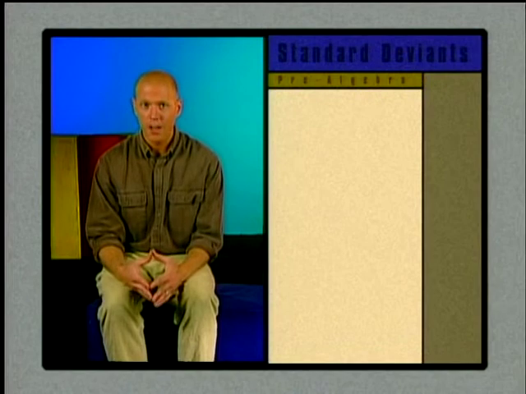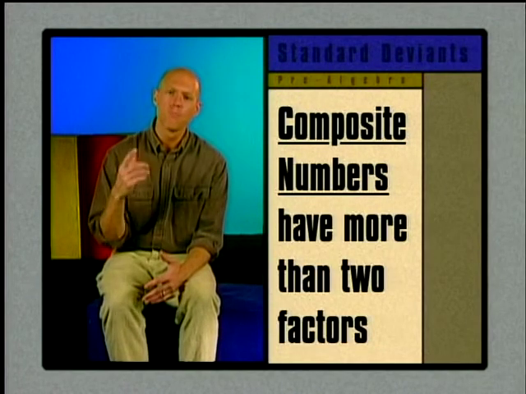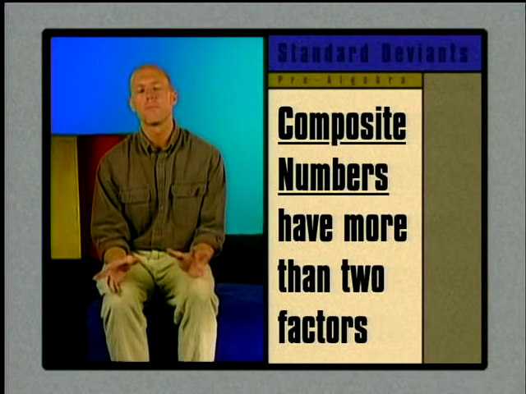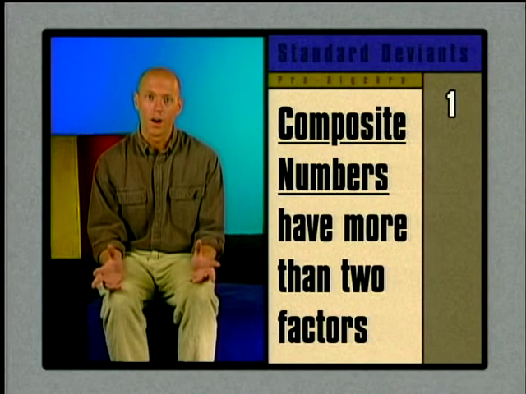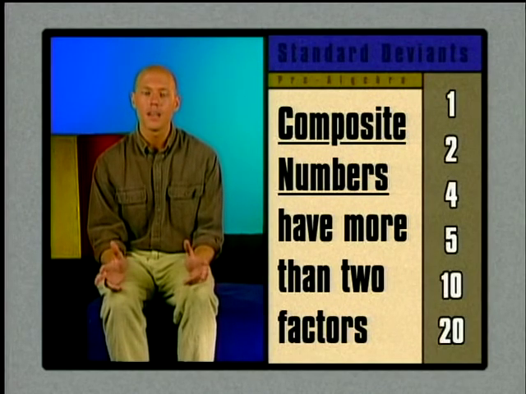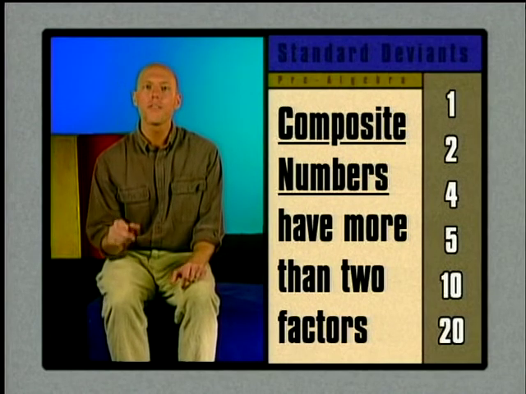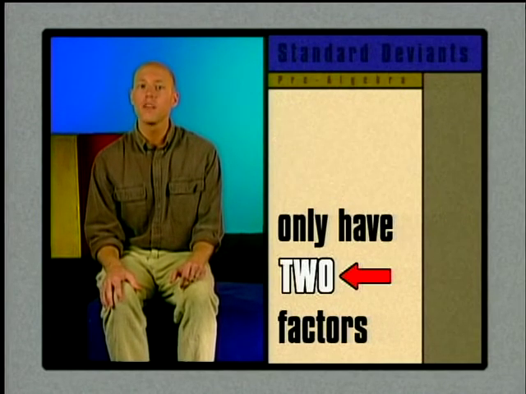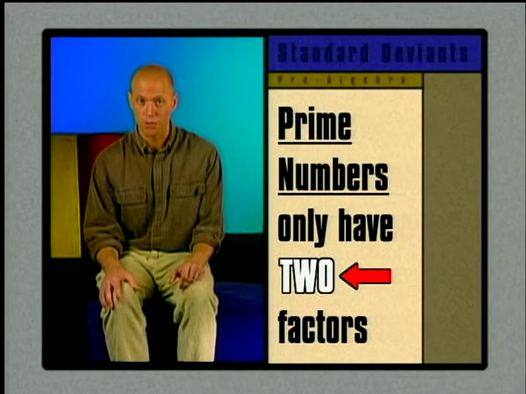These numbers we just factored are examples of something called composite numbers. That means they have more than 2 factors. For example, the number 20 is composite because it has 6 factors: 1, 2, 4, 5, 10, and 20. But don't get caught thinking all numbers have many factors. There's another kind of number that actually has only 2 factors total. These numbers are called prime numbers.